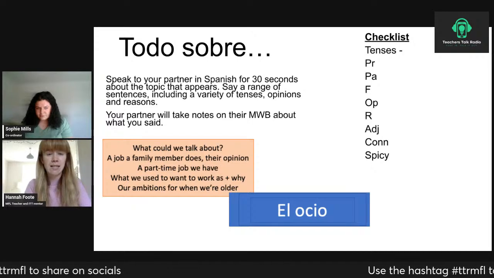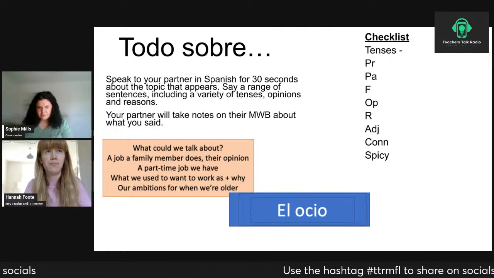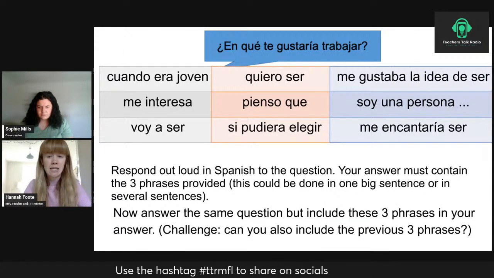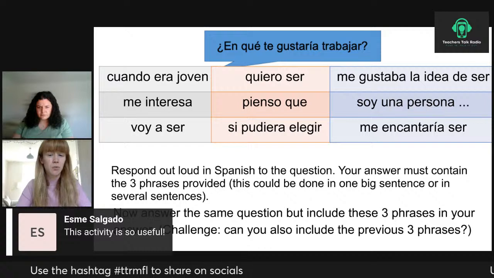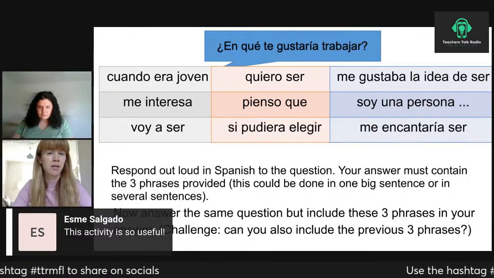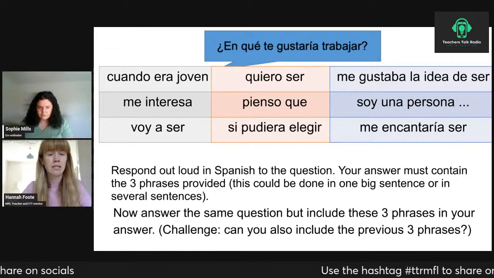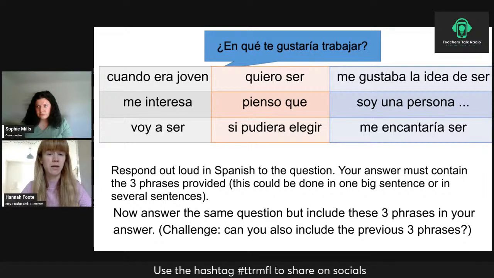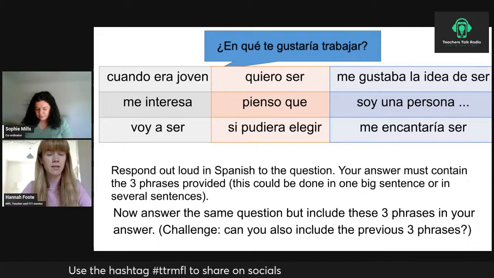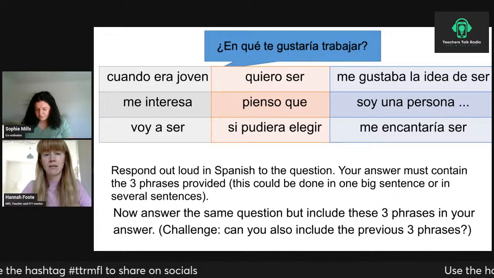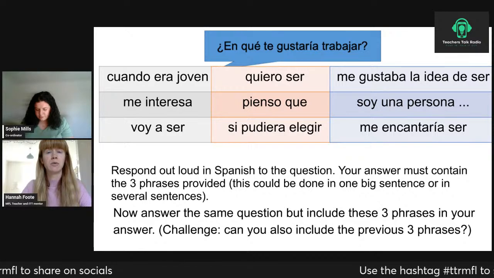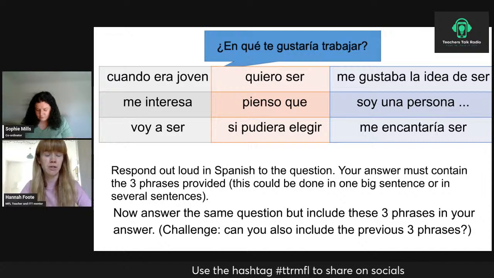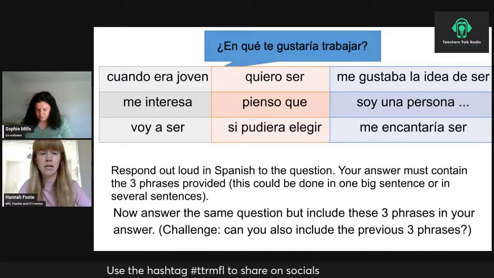A second idea, again, this would be beautifully animated if they were working, but you've got it all at once. So this has one simple question: ¿En qué te gustaría trabajar? What would you like to work as? And students have to respond out loud in Spanish to the question. So again, we're in pairs, and let's say I were answering first, I'm creating a response to that question spontaneously out loud, and I have to include in my answer those 3 boxes in grey.